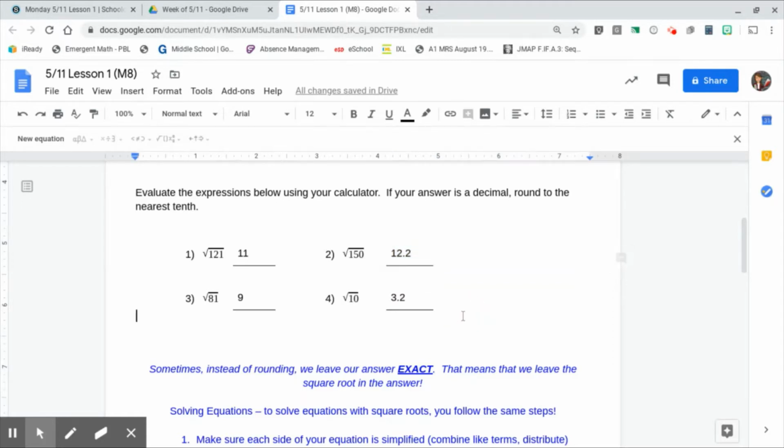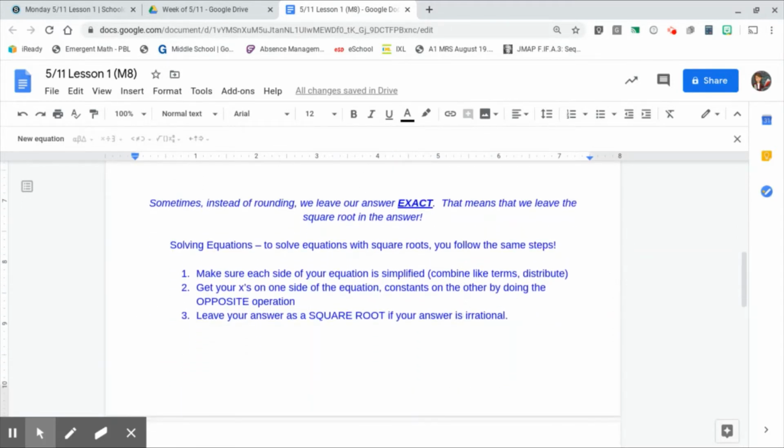Okay, moving into the next section, it says sometimes instead of rounding, we have to leave our answers exact. What that means is that we actually leave the square root in our answer. When we go to solve equations, if they ask for an exact answer, or if they don't say anything about rounding and you're not sure what to do, that means they're looking for an exact answer. The only time they are not is if they tell you to round.